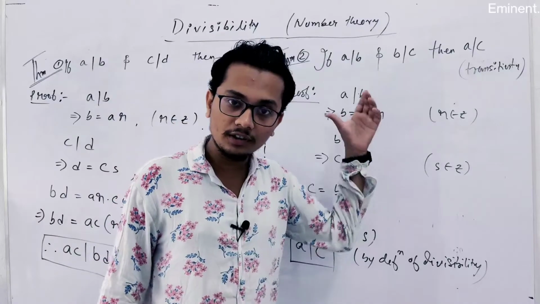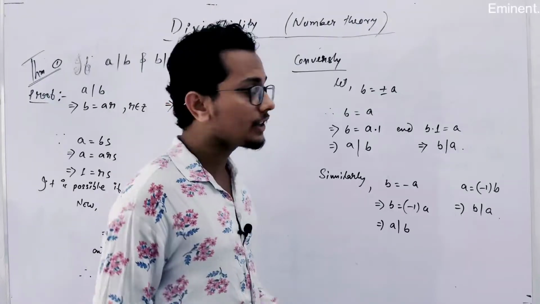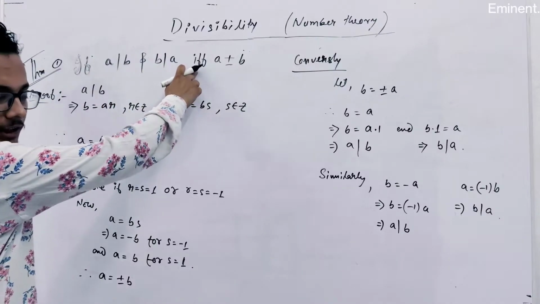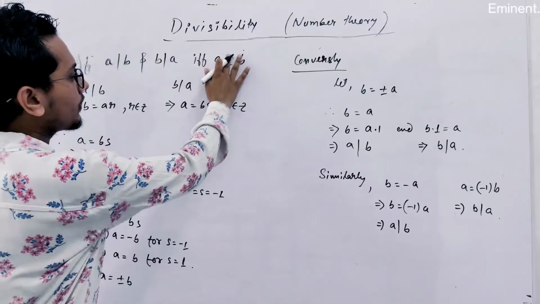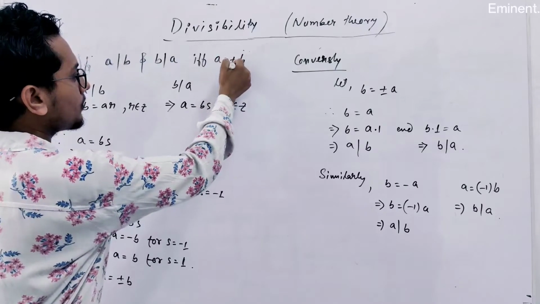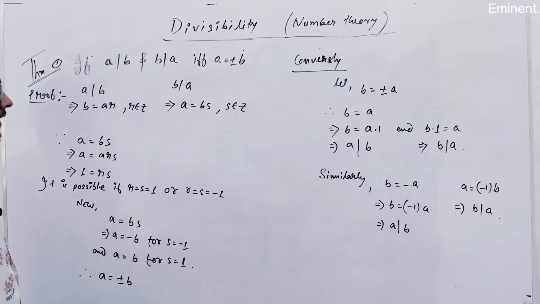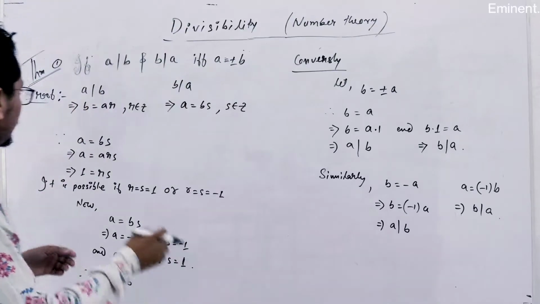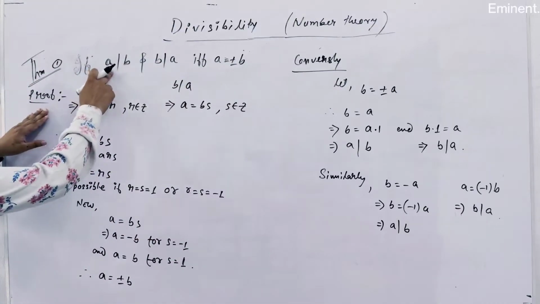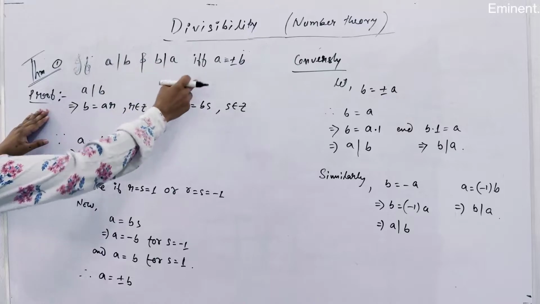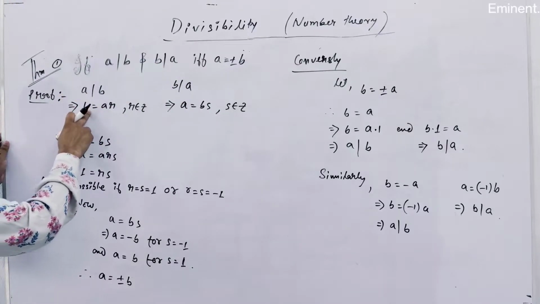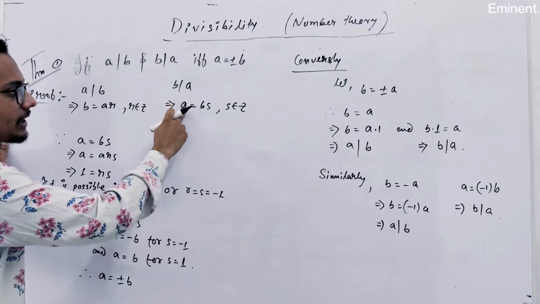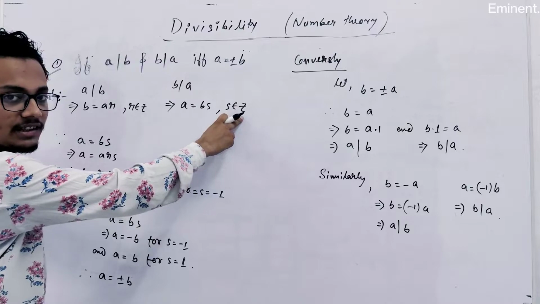I hope you understood both theorems. Another theorem is: A divides B and B divides A if and only if A equals plus or minus B. I have written this on the board so as not to waste more time. Let us understand the proof. It is given that A divides B and B divides A. If A divides B, then we can write B equals AR, where R is an integer, and if B divides A, then we can write A equals BS, where S is another integer.